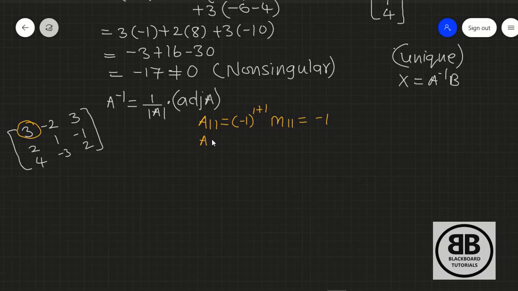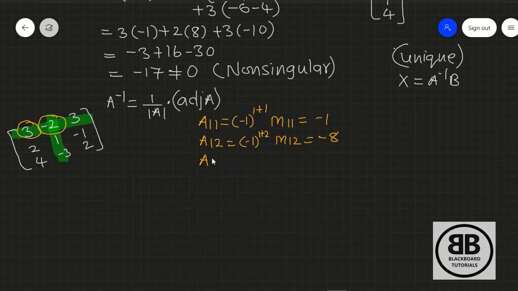Similarly, A12, that means minus 1 to the power 1 plus 2 M12. M12 is the minor of this element. How will you find minor of this element? First, delete first row and second column and take determinant of remaining elements. So this will give us the cofactor as minus 8.